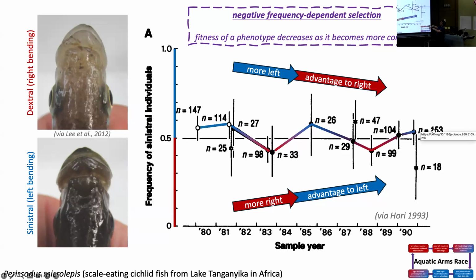So this appears to be negative frequency dependent selection driving a constant oscillation in this population, because you're seeing the interaction between the parasite and its host, the host fighting back against the parasite, the parasite adjusting to keep the host from being able to fight back, and this going on and on and on till the end of time. So that's what you can get with negative frequency dependent selection.